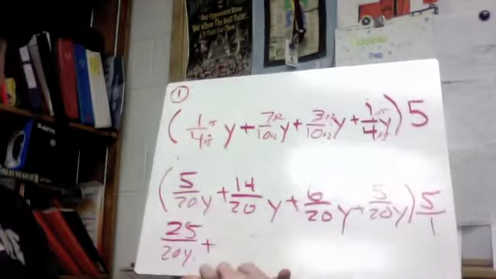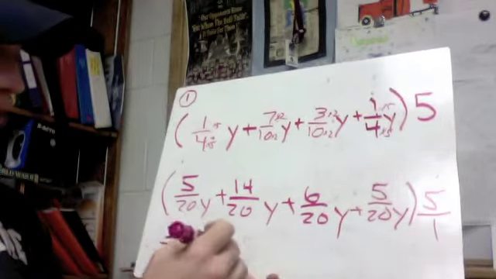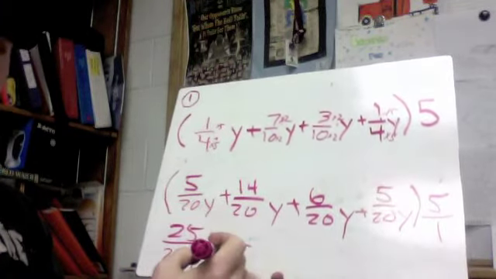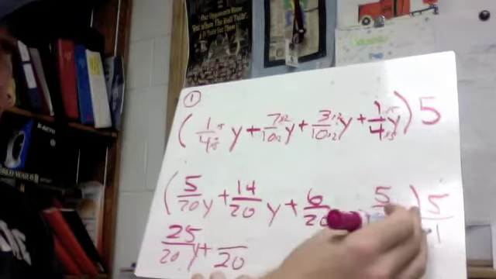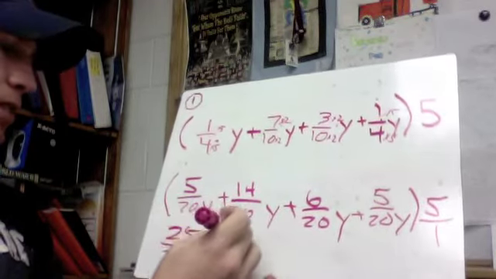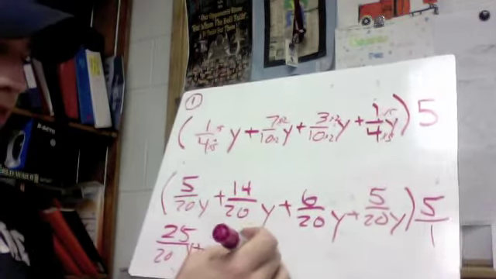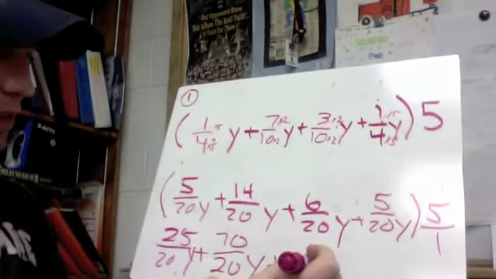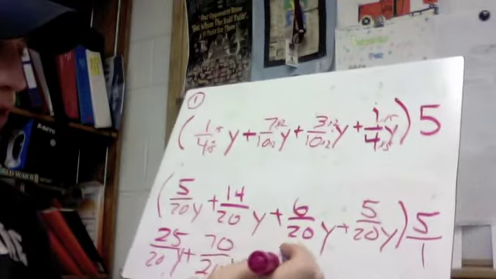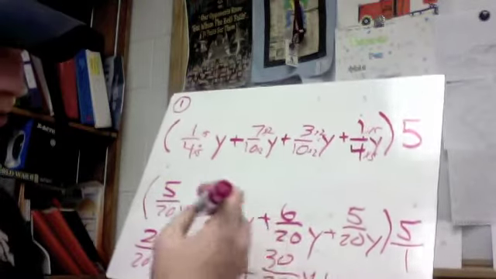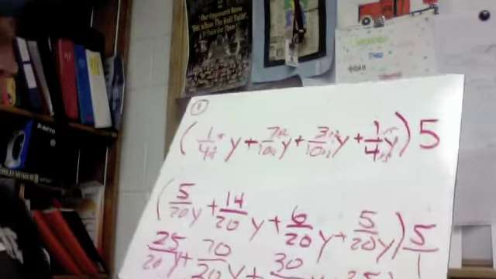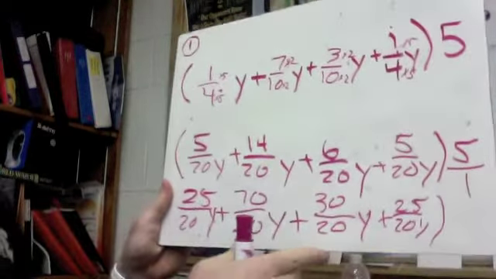25/20 y plus, and then same thing here, the bottom number is still going to be 20 because we multiplied the bottom by 1, but the top by 5. 14 times 5 is going to be 70, I think, off the top of my head. The bottom number is still going to be 20. 6 times 5 would be 30 y, and the last one's the same as the first one. It's going to be 25/20 y.